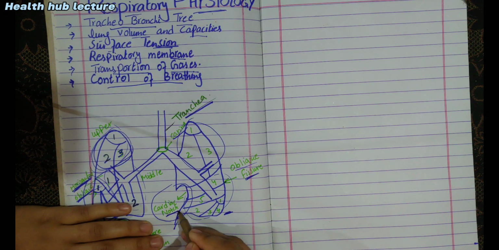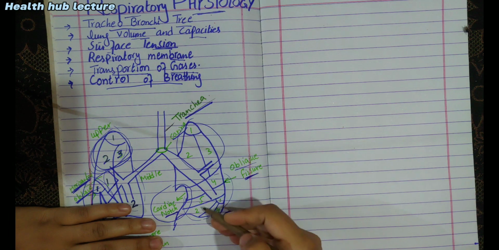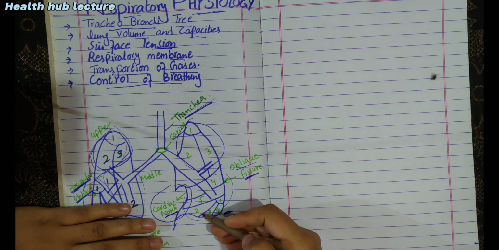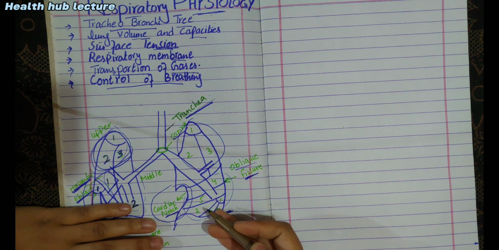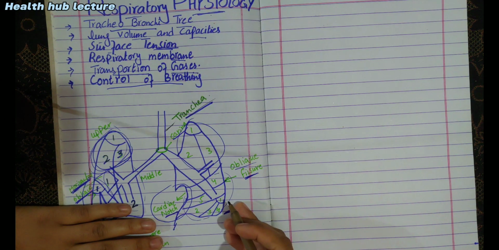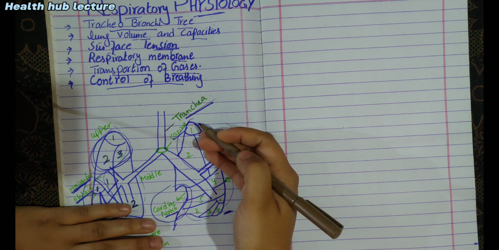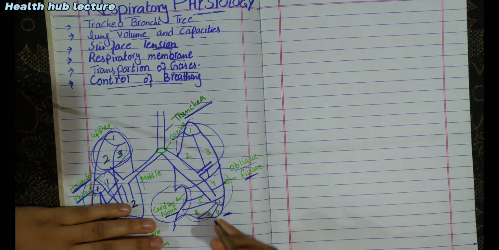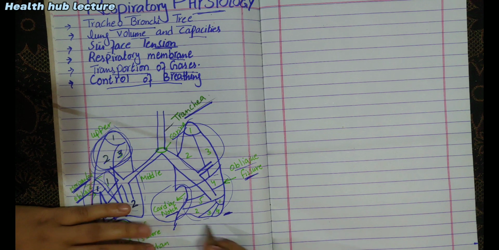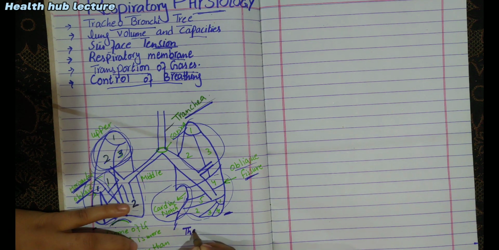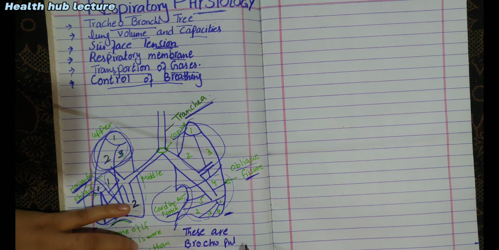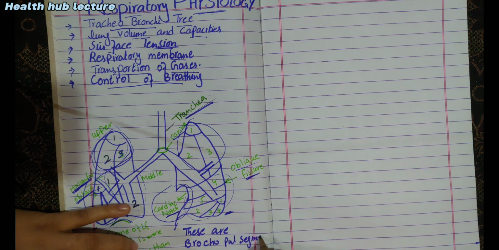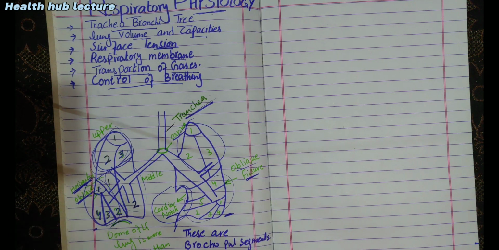This is the cardiac notch, and this lung is divided into two lobes. The first one is the upper lobe and the second one is the lower lobe. The lower lobe has 5 segments and the upper lobe has 3 segments. These segments are collectively called the bronchopulmonary segments.